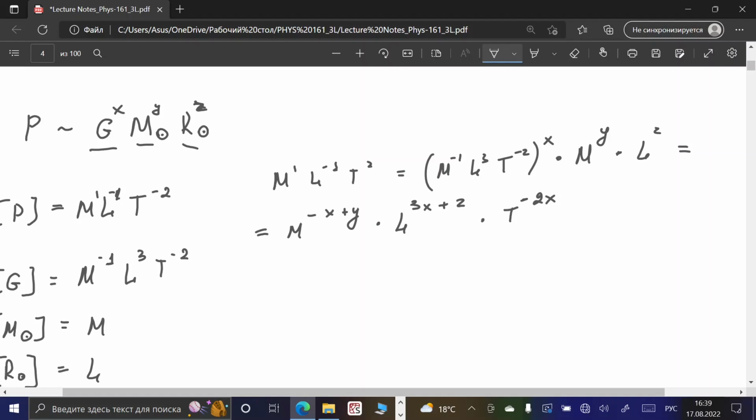So now we have, as we started from the very beginning, M L T on the left side and M L T on the right side. So we have the same set of dimensions, but next to them they have these unknown parameters, powers x, y, and z. And we know that they should be equal to each other.